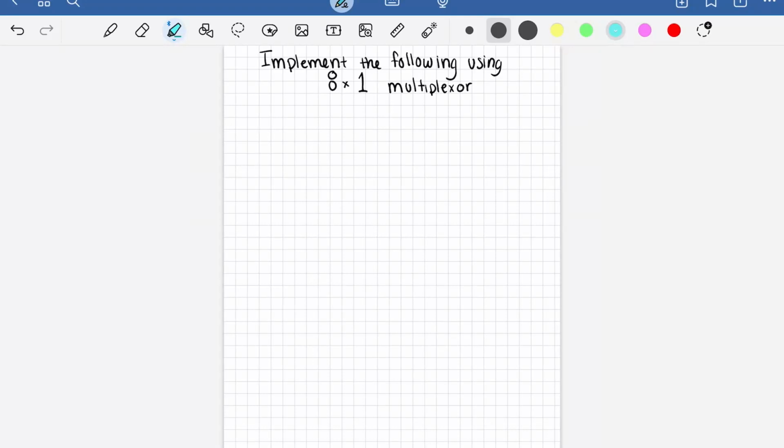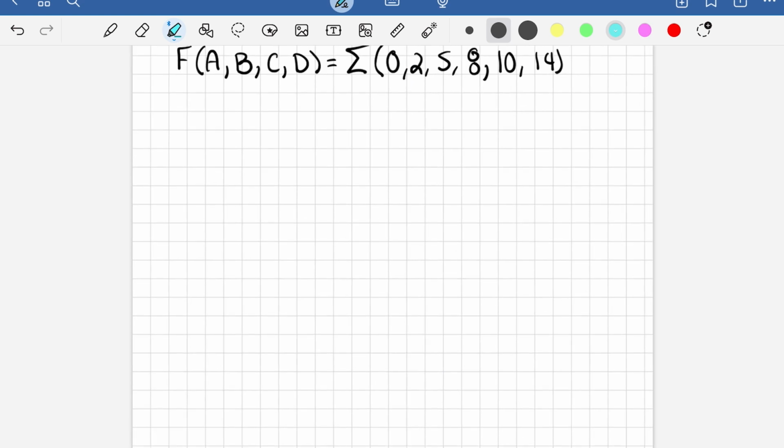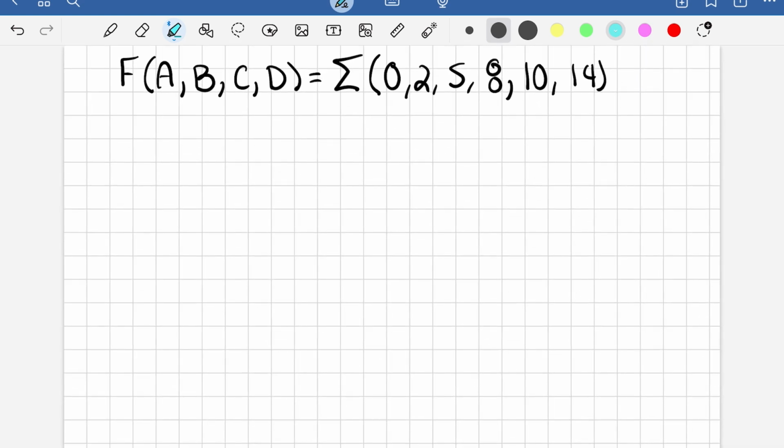For this video, we're going to be covering two examples of implementing the given Boolean equation using an 8x1 multiplexor. So let's get started. The first one is going to be our ones, meaning these are our ones. So I'm going to write this out.